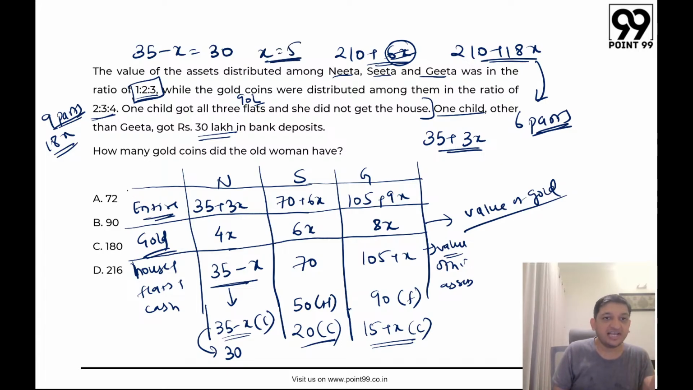ठीक है, question क्या है? How many gold coins did this old woman have? x is 5, number of gold coins was 18x. For this question हमने 18x लिया था value of gold. So 18x was the value of gold. 18 5s are 90 lakhs was the value of gold coins. Every gold coin is 1 lakh का, तो कितने gold coins हुए? 90 हो गए. So the correct answer here is option B, that is 90.